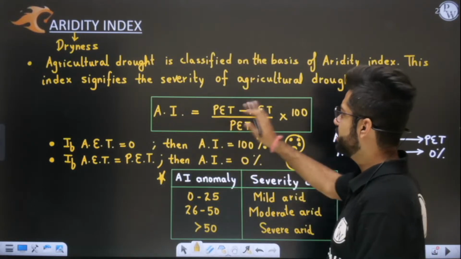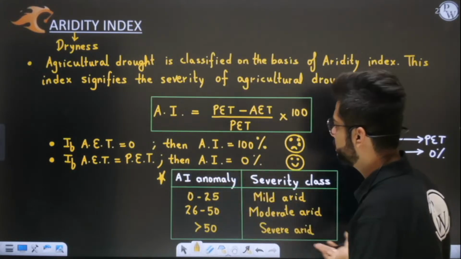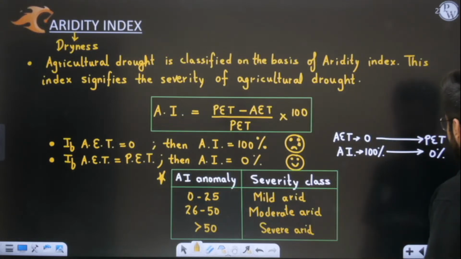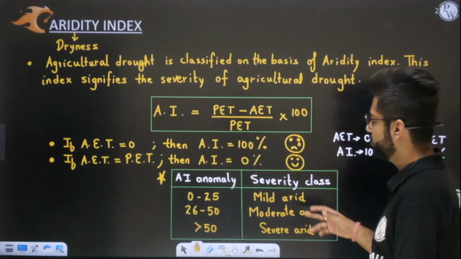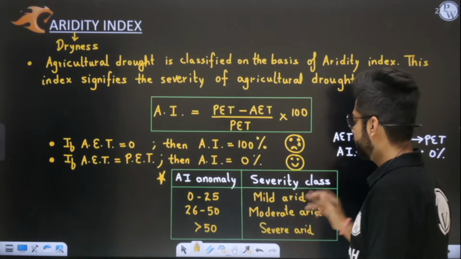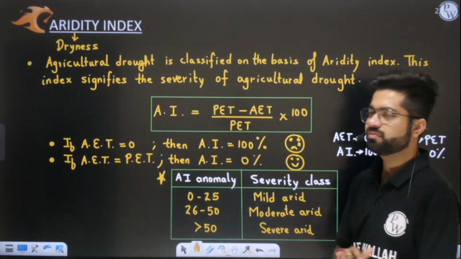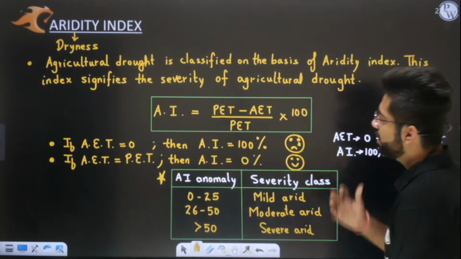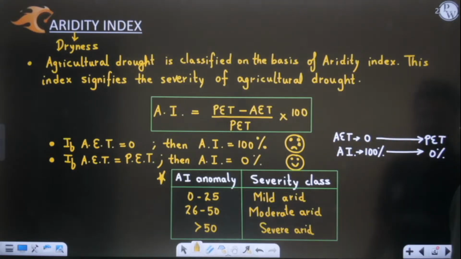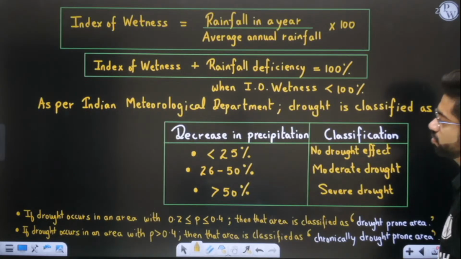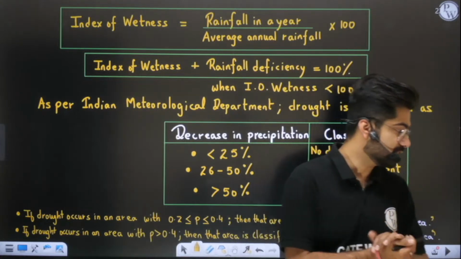AI is (PET minus AET) upon PET into 100. This we have already discussed. This was the table which we have to remember. From 0 to 25 it was mild arid, from 26 to 50 it was moderate, then severe. Mild, moderate, severe, remember this. And the value of the index varies from 0 to 100%, you all know this. And then we discussed what is index of wetness, what is rainfall deficiency.